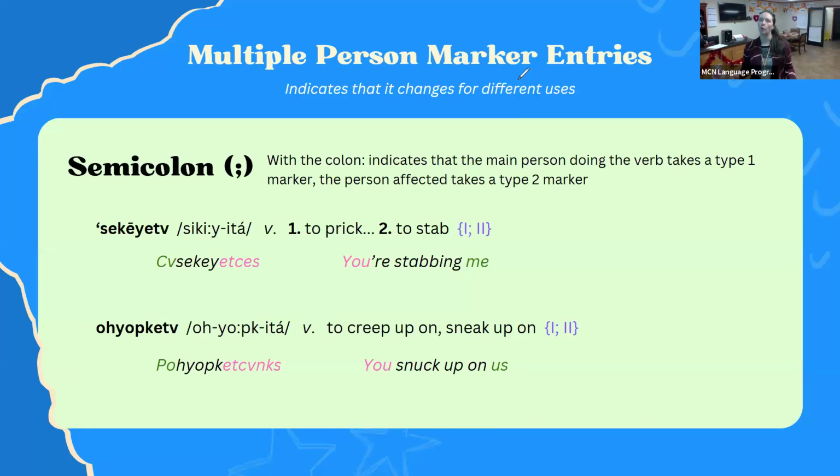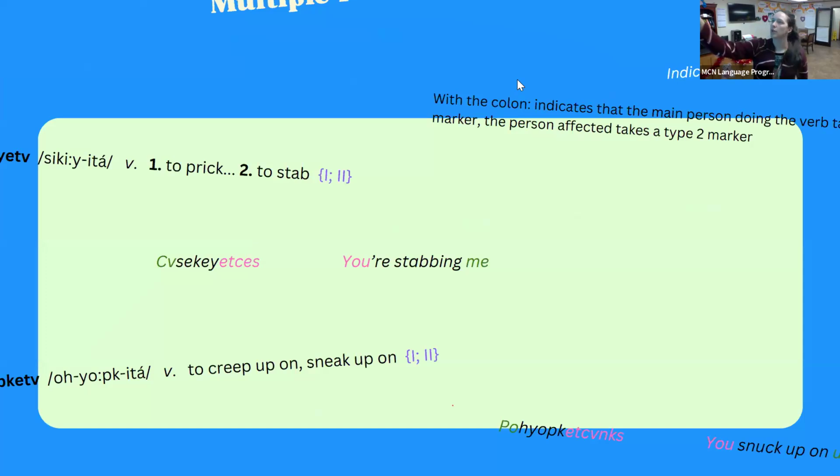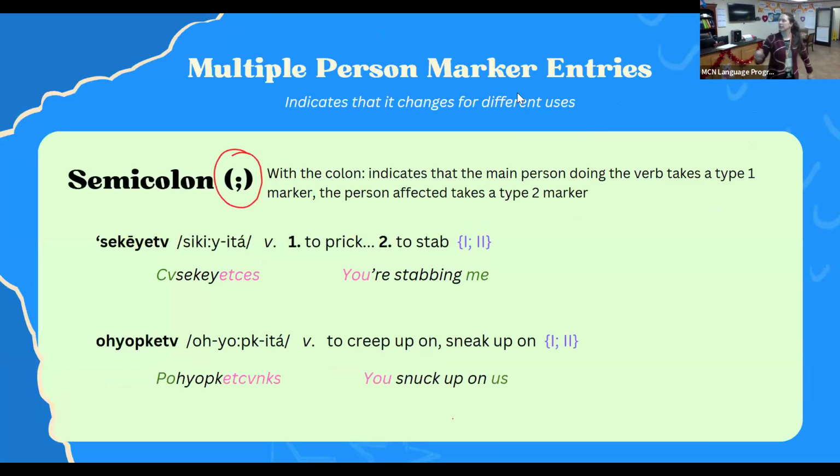Okay. So what does it mean when there's a semicolon? Because, right, that came up. Sorry, it's because I was choosing my color. This is what we were talking about when there's multiple entries. When it's the semicolon specifically, it indicates that the main person doing the verb takes the first marker, not necessarily type 1, but just the first marker. And the person affected takes the second marker.